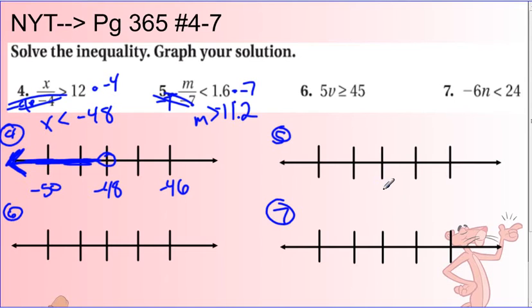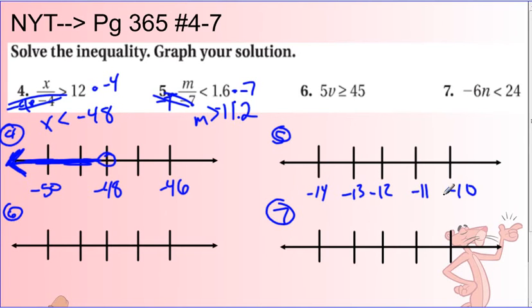We're going to only put whole numbers on the line. So let's put negative 11 here, negative 10, negative 12, negative 13, negative 14. All right, so we've got just the whole numbers.